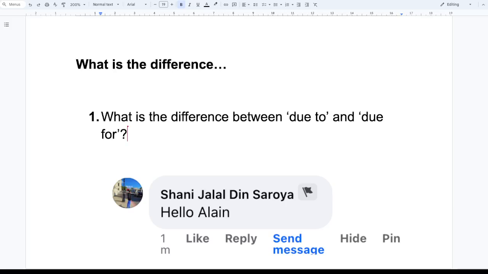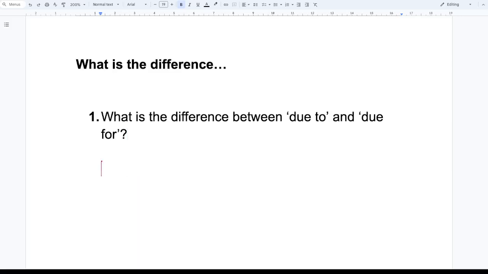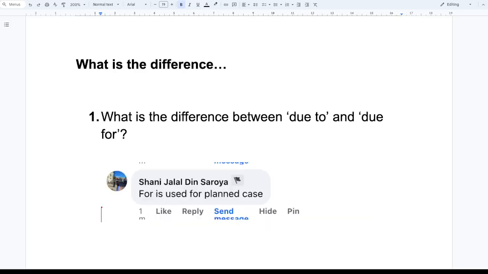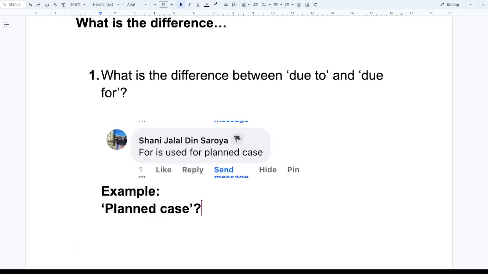Shani, you're saying, this is very nice here, guys. Shani is saying, for is used for planned case. Okay, so Shani, I'm presuming you mean here, therefore. So can you give me an example, Shani? For is used for planned case. What do we mean by planned case? Annette, what does he mean by planned case here? This is an interesting question. I like your answer, Shani. Maybe you can answer in the chat.